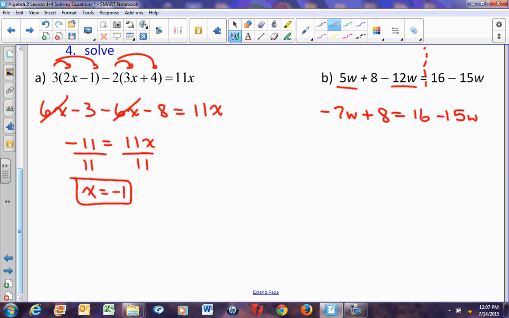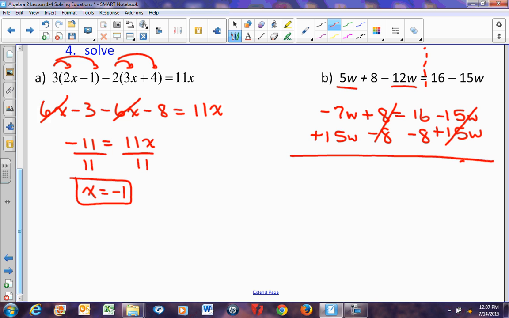Now I need to get all my variables on the same side. I'm going to get them to the left side so that I like it there. So I'm going to add 15 here. I'm going to subtract 8 here. This will cancel, that will cancel. Negative 7w plus 15w is 8w. And 16 minus 8 is 8. So divide by 8. W equals 1.